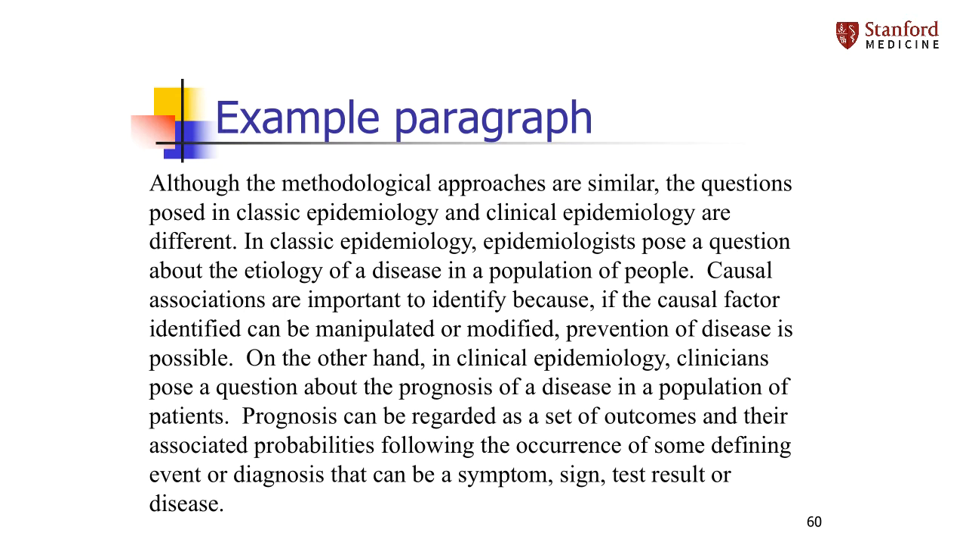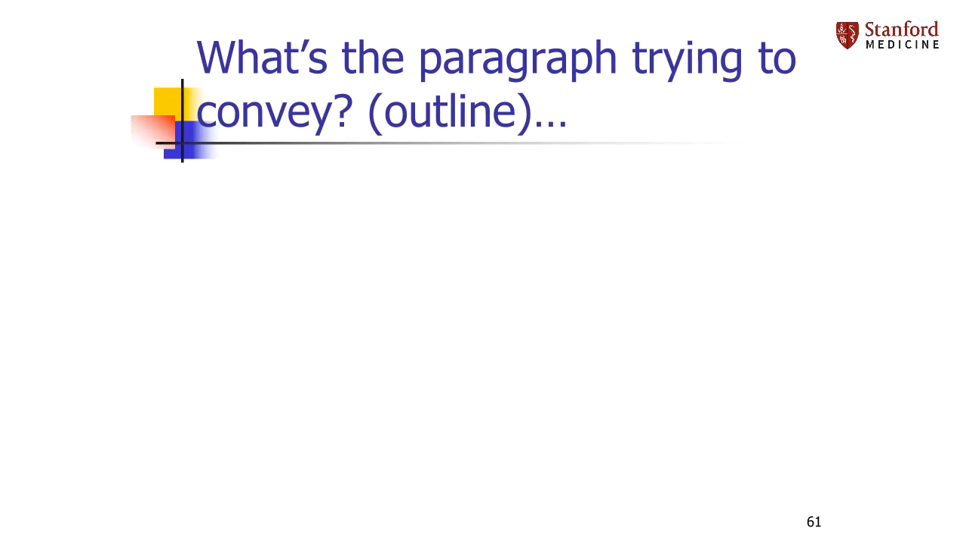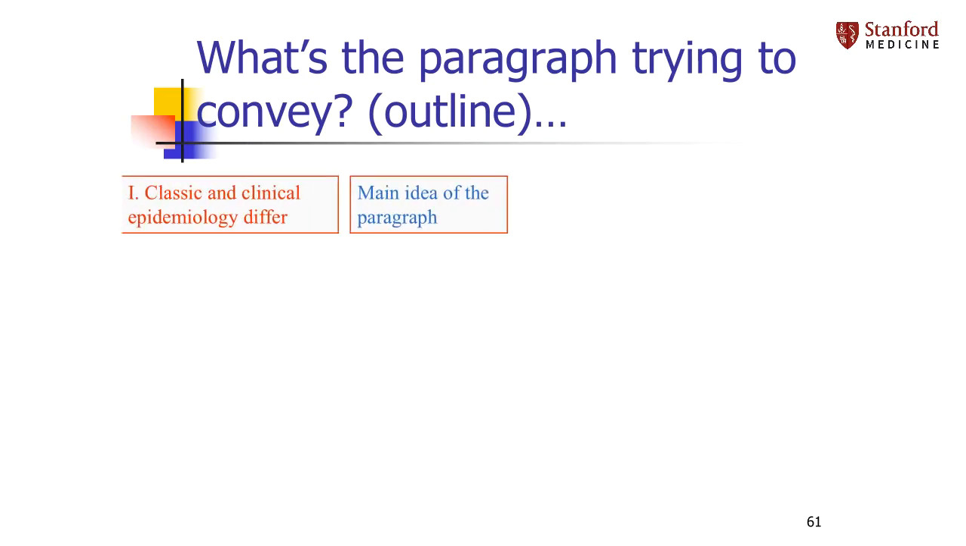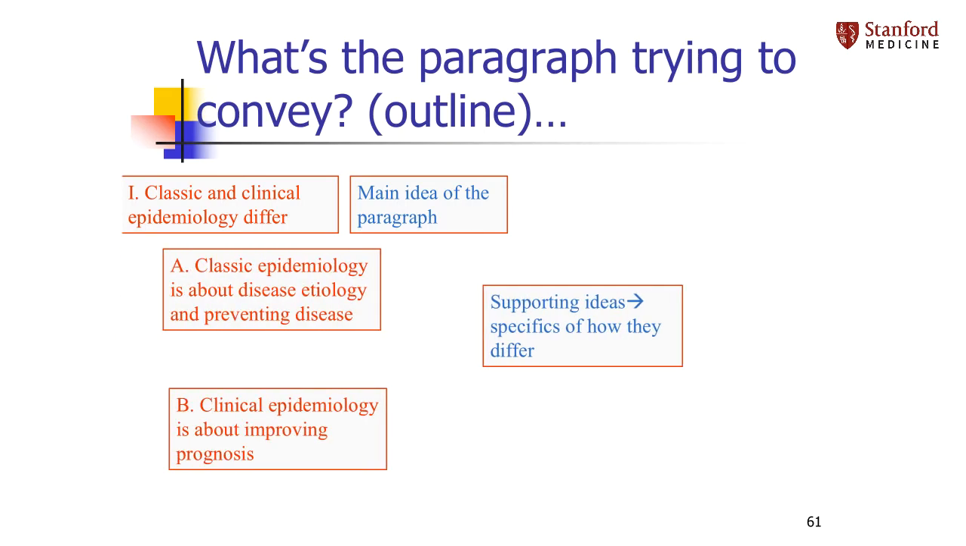It's basically just a compare-contrast, comparing classic epidemiology to clinical epidemiology. So I went ahead and made a formal outline. I think the main idea of the paragraph is just to say that classic and clinical epidemiology differ. It's going to tell you how they differ. And then they have to say what is classic epidemiology and what is clinical epidemiology. They're going to point out, again, it's a compare-contrast. They're going to point out the differences between those two things.